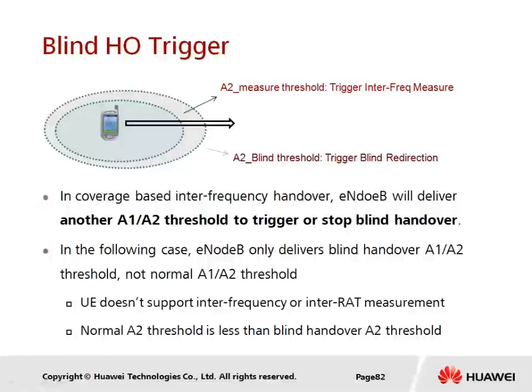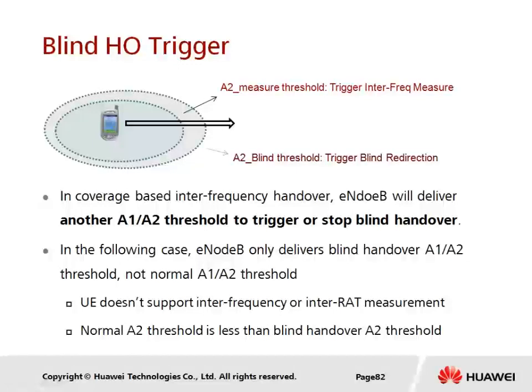When the serving signal quality is worse than the A2 measure threshold, the user sends an event A2 report and the user will receive a measurement gap to perform the inter-frequency measurement. But there is one more threshold which has to be set, called the A2 blind threshold, which is usually a lower value compared to the measurement threshold. Once the A2 blind threshold is met, it means the user is actually moving further away from the serving cell.